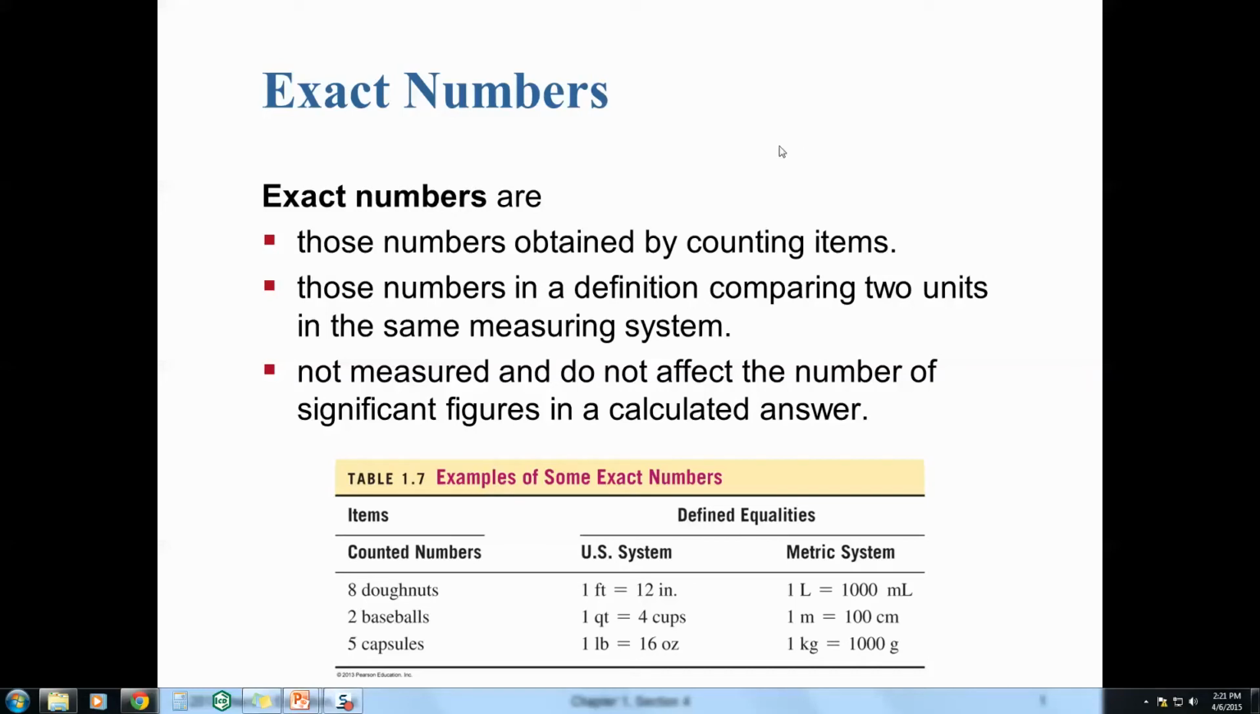Before we talk about significant figures, we have to talk about exact and measured numbers. Exact numbers are numbers that contain no error. We encounter these in two situations. The first situation is when we count objects.